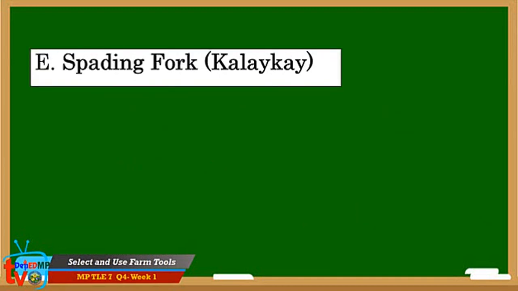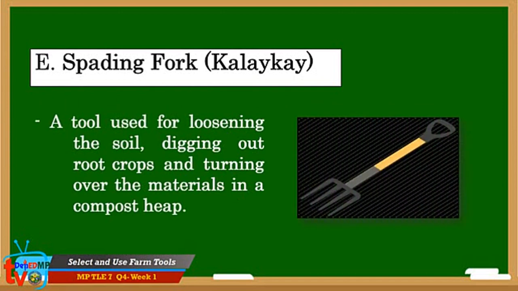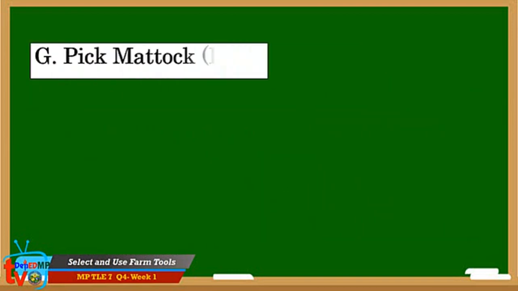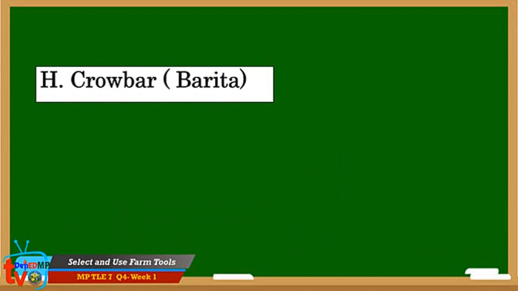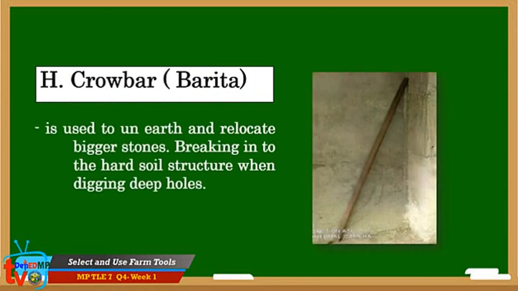Spading fork or kalaykay is a tool used for loosening the soil, digging out root crops, and turning over the materials in a compost heap. Pick matok or piko has a pointed thick blade on one end and a flat sharp edge of about 2 to 3 inches in width on the other end. A handle is attached at the center of it. It is used to dig in deeper into the soil structure. Crowbar or barita is used to unearth and relocate bigger stones, breaking in the hard topsoil structure when digging deep holes.